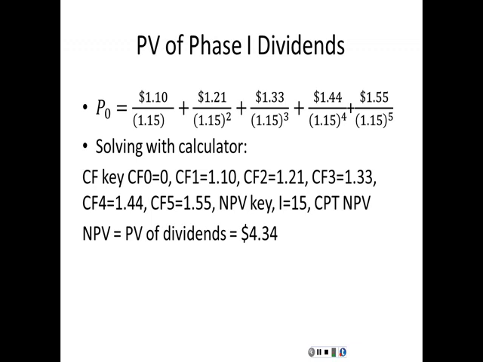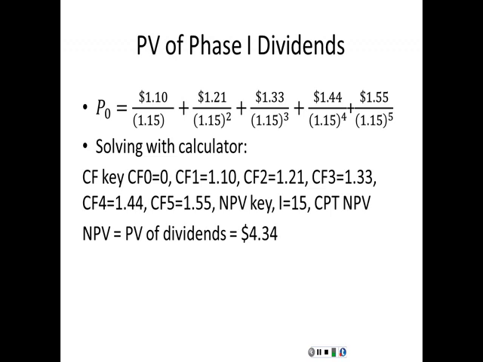phase 1. By using our calculator, we use the cash flow key or the cash flow function. So cash flow 0 is 0. Now we don't include the $1 because it's already been paid. So anybody buying this stock today will not receive that dividend. So it's not part of our valuation. This is a common error here.